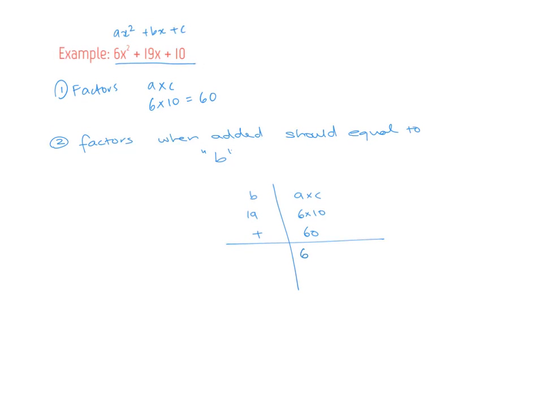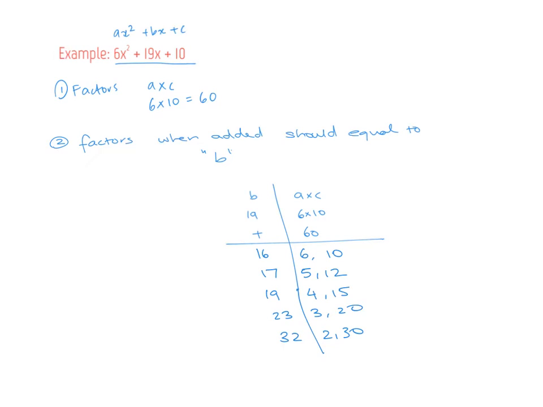So I could have 6 times 10, that gives me 60. When added, that gives me 16. I can have 5 times 12. Again, when added, that gives me 17. I could have 4 times 15. Now when added, that gives me 19. 3 times 20, that gives me 23. 2 times 30, that gives me, when added, 32.